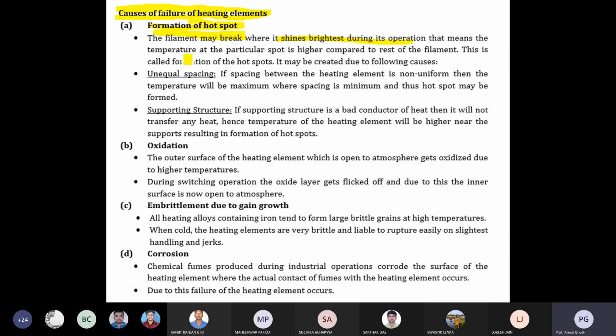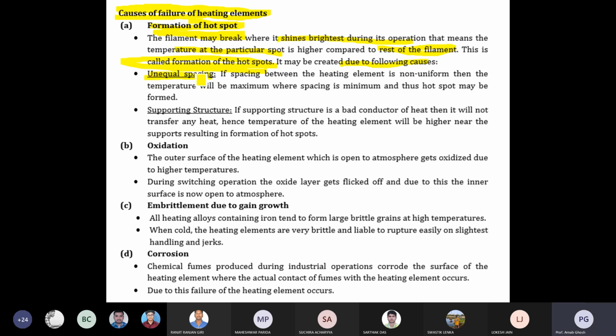That means the temperature at the particular spot is higher compared to the rest of the filament. That is called the formation of a hotspot, which may cause generation of infrared. It may be created due to the following causes. What are the causes? Unequal spacing.